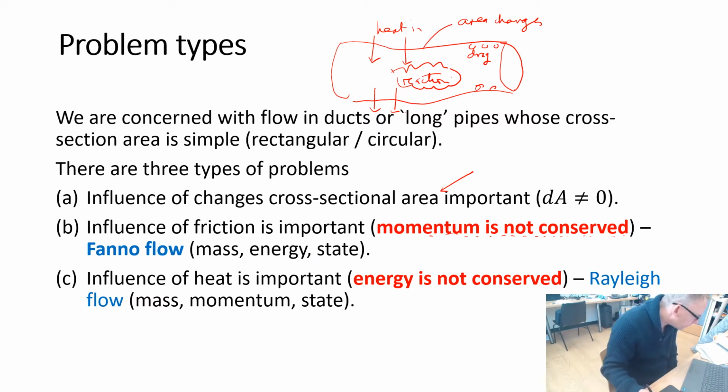So Fanno flow, we look at conservation of mass, energy and state. Rayleigh flow, conservation of mass, momentum and state. So that's what we're going to look at today. We're going to look at parts B and C.